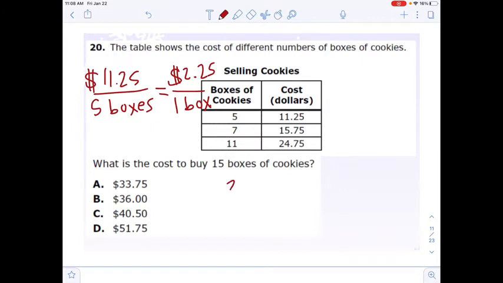So to figure out 15 boxes, I'm going to take $2.25 times 15, and I get $33.75. So I look at my options here, and A is correct. And we don't want to forget that label.